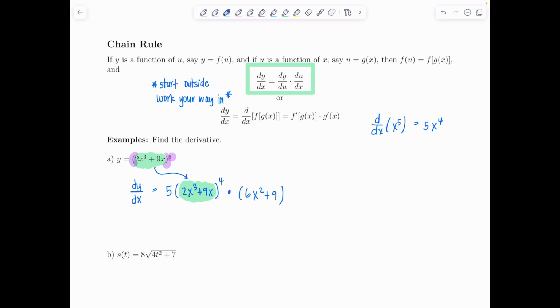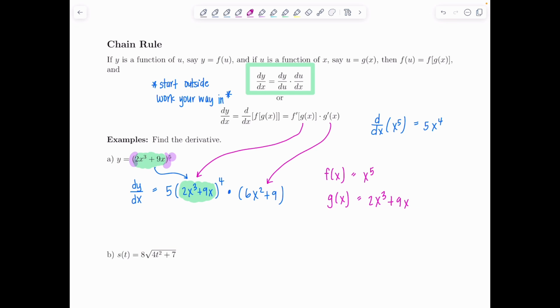So if you're matching up with the formula up above, this is your g prime of x, and this is f prime of g of x. So if you want to go define it, f of x in this case for this composition would be x to the fifth, and then g of x is what's inside, 2x cubed plus 9x. But that's not necessary to do.